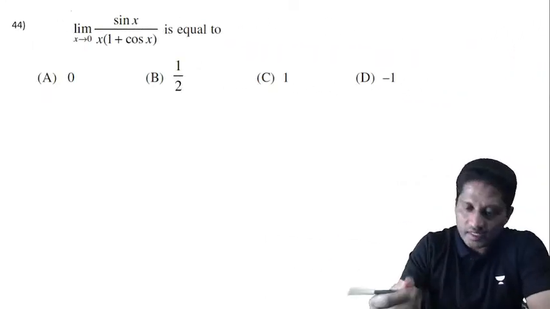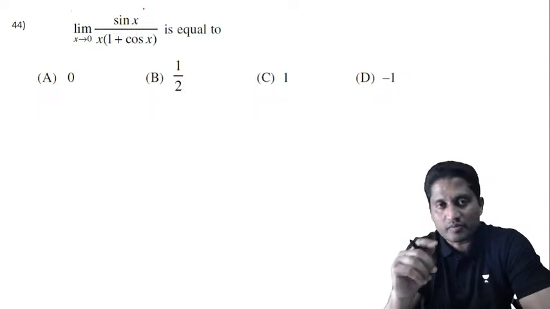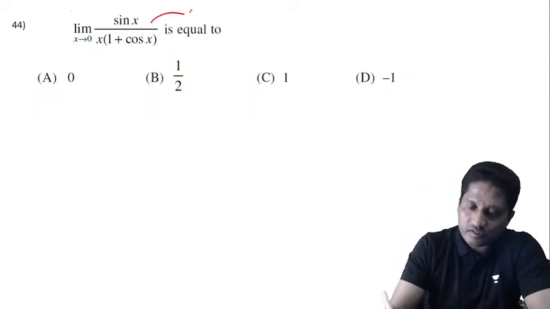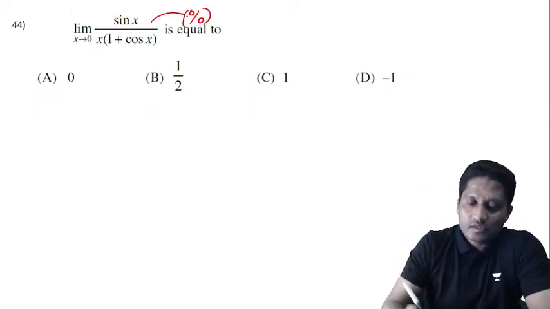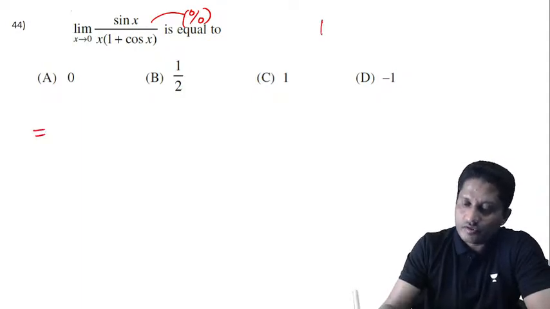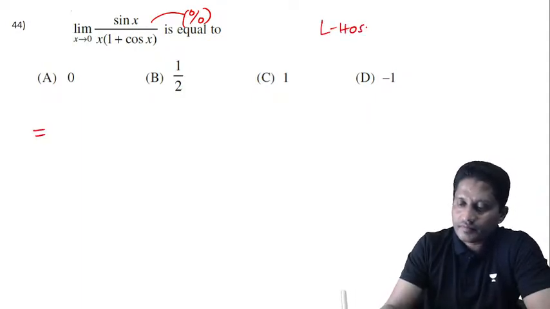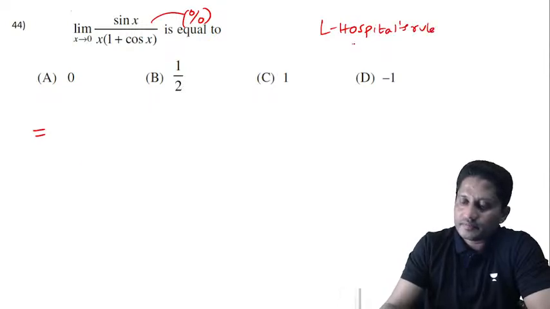Question number 44. See, I taught you this in my other videos when I was doing chapter wise PYQs. Limit x tending to 0. This is 0 by 0 form, right? So whenever you have 0 by 0 form, use L'Hopital's rule, that is, differentiate the numerator and denominator separately.